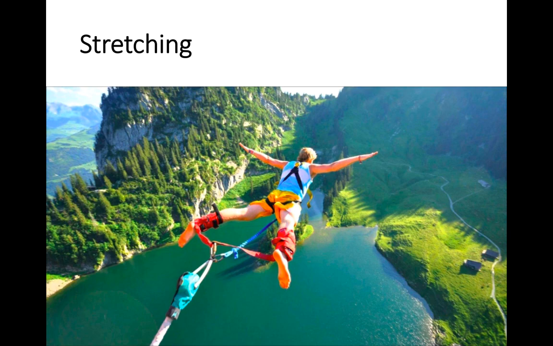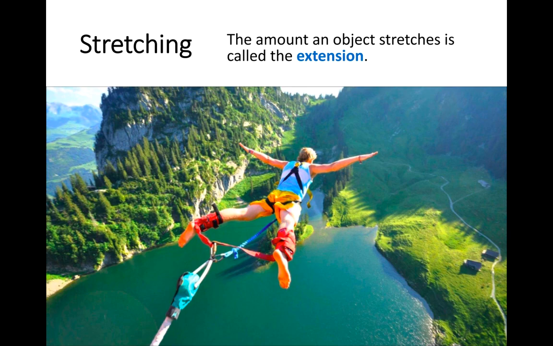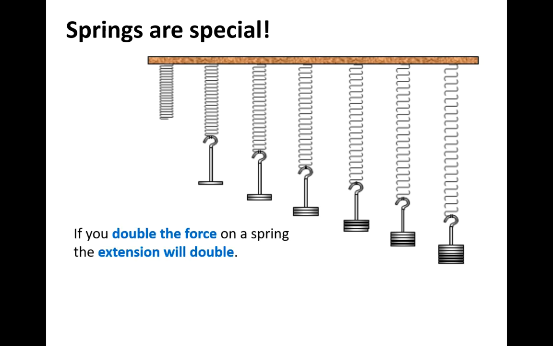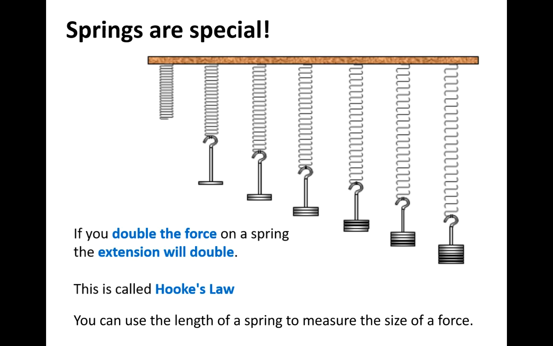Okay, let's move on now to stretching. Things like bungee cords or springs, they stretch when you exert a force on them. And the amount these stretch is called the extension. Now springs are very special, and the extension of a spring can be used in an interesting way. So if you double the force on a spring, the extension of that spring will double. And this is called Hooke's law. And you can use the length of a spring to measure the size of the force because of this special relationship.